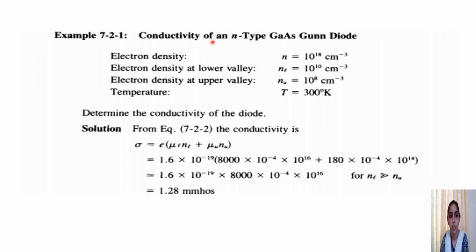Now, these are the possible problems which could be asked in the examination for a Gunn diode. All the problems will be direct substitution of the equations learned. So here is a question to determine the conductivity of the Gunn diode, and the following parameters are given: the electron density at the lower valley, upper valley, and the temperature. We know the equation to calculate the conductivity. So substituting these, we get the conductivity of the Gunn diode.